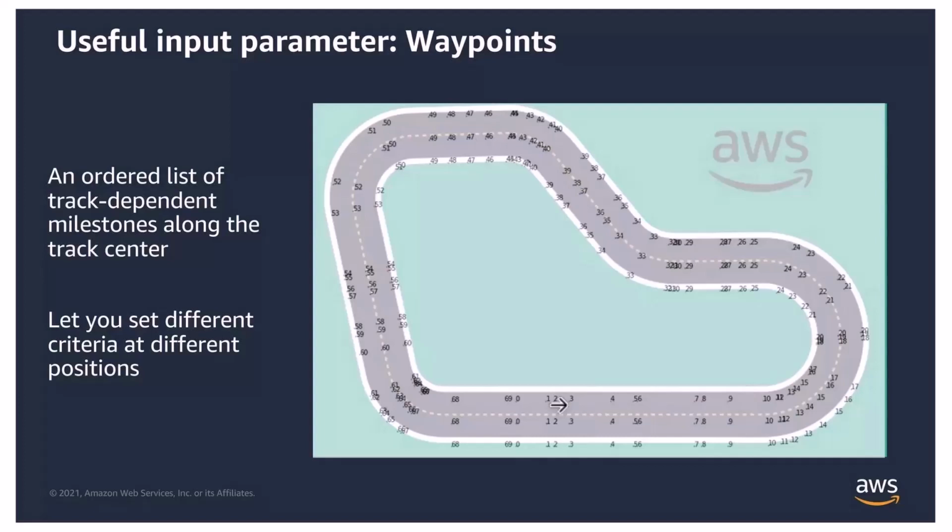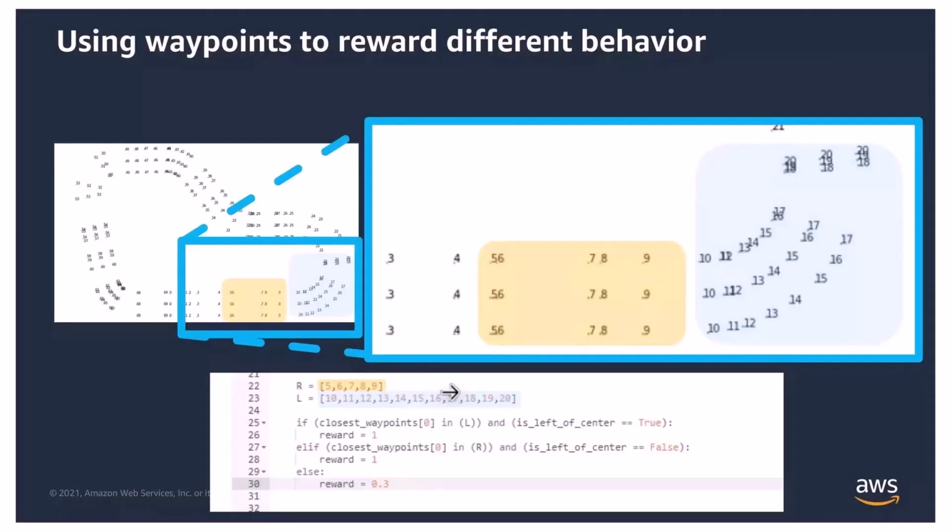You might notice that the car is always on the left side of the center, and always needs to turn left in an anti-clockwise direction in this race format. But it may change depending on the race format. Here we can use the is left of center parameter and the waypoint parameter to direct our car to be on the left side of center when turning left.